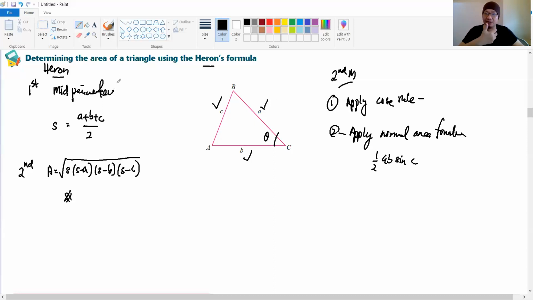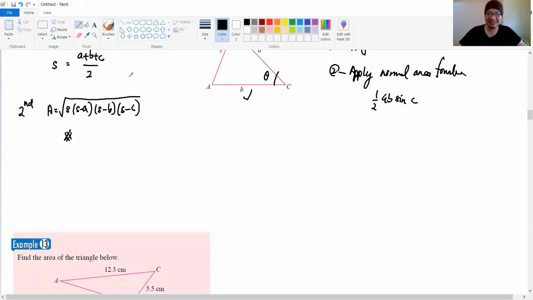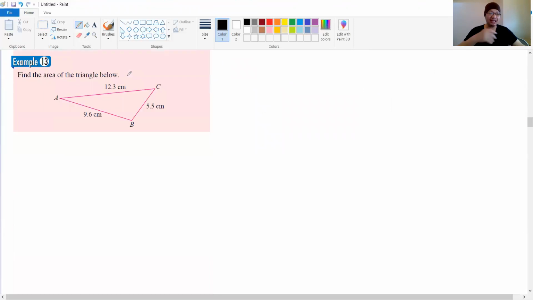Okay, we want to use the Heron to solve the problem. So let's start our first example. Example 13: find the area of the triangle below. I will show you, one time, how to use both methods here.